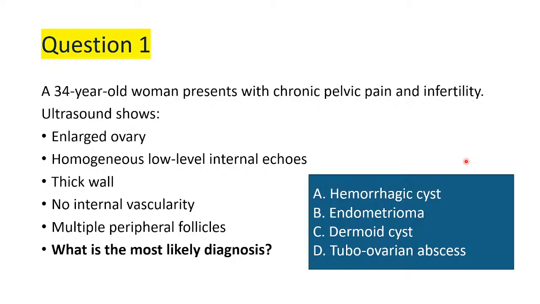So if we are seeing homogeneous low-level internal echoes, what is this? A, hemorrhagic cyst. B, endometrioma. C, dermoid cyst. D, ovarian abscess. So the answer here is an endometrioma. A chocolate cyst is the one that shows homogeneous low-level internal echoes.